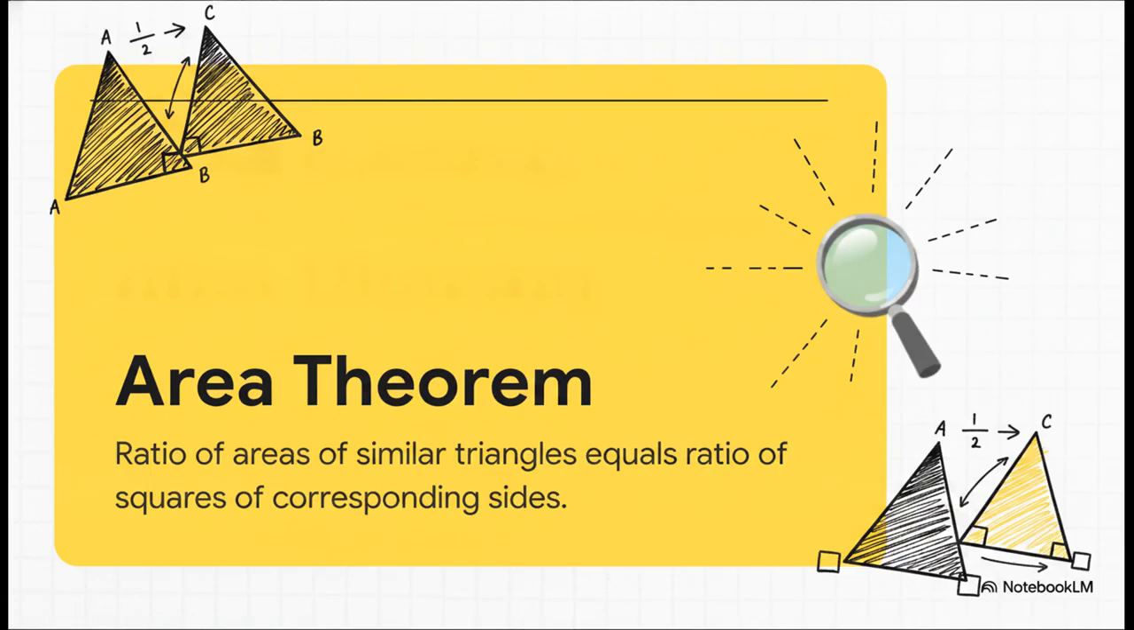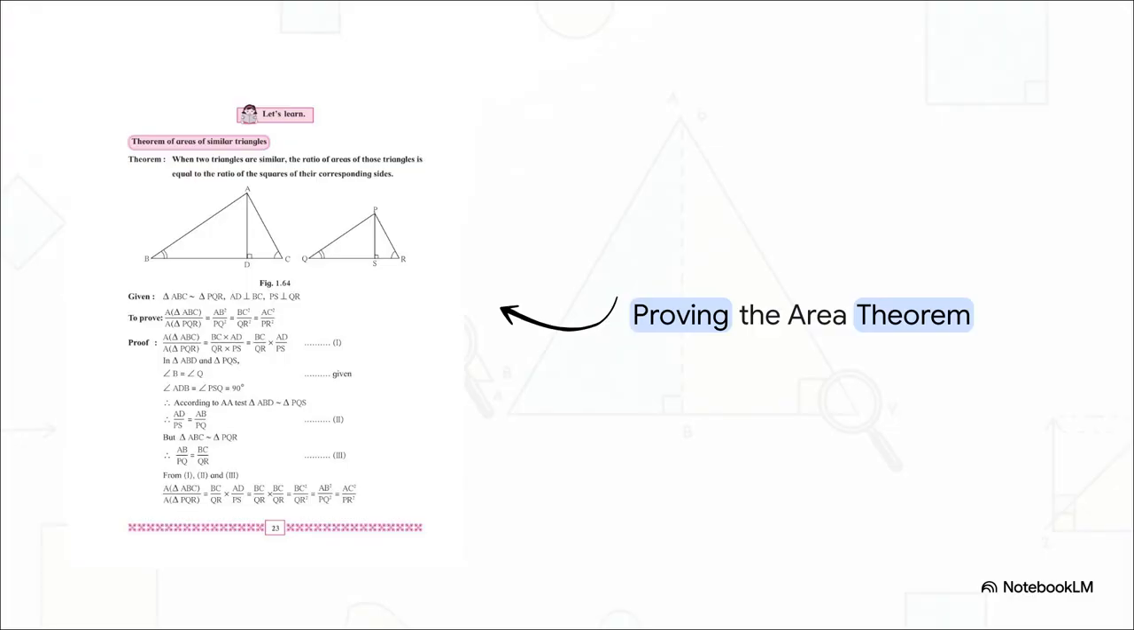We are comparing the ratio of the areas directly to the squares of their corresponding sides. It's not just the sides themselves, students. It's the square of those sides. That is absolutely crucial. To really grasp why this theorem is true, let's look closely at these 2 triangles on the screen. We're starting with the fact that triangle ABC is already similar to triangle PQR.